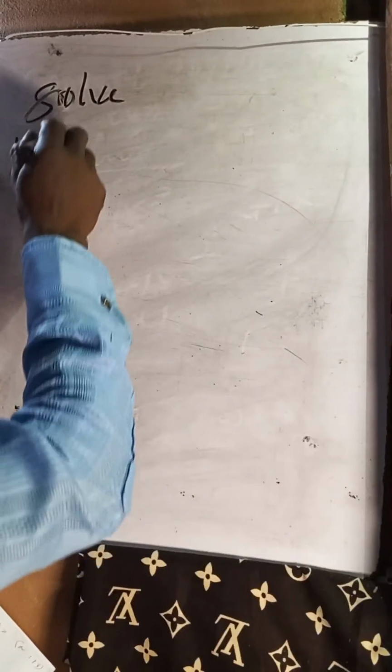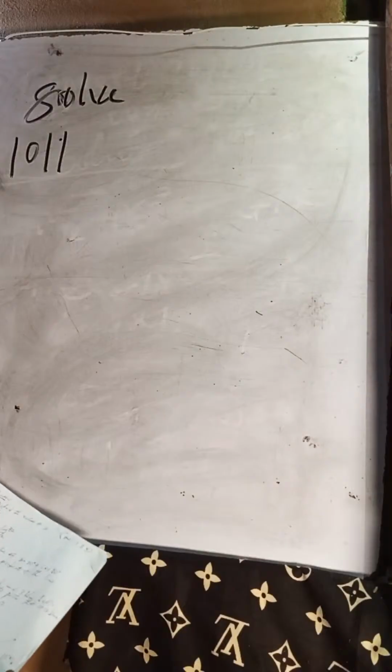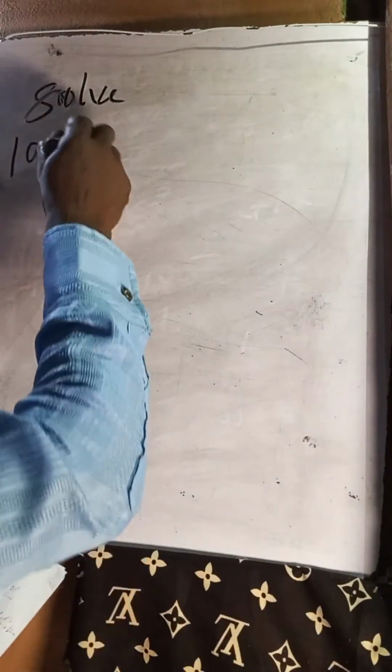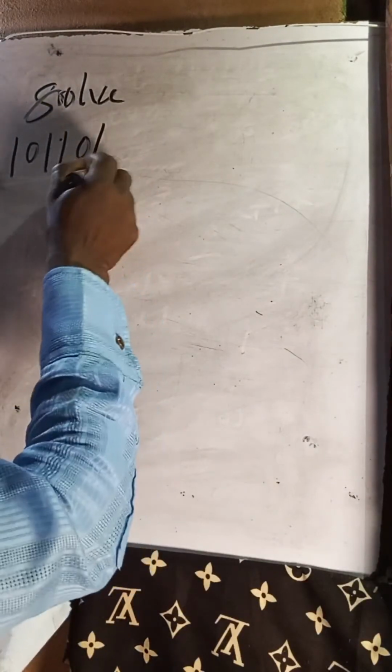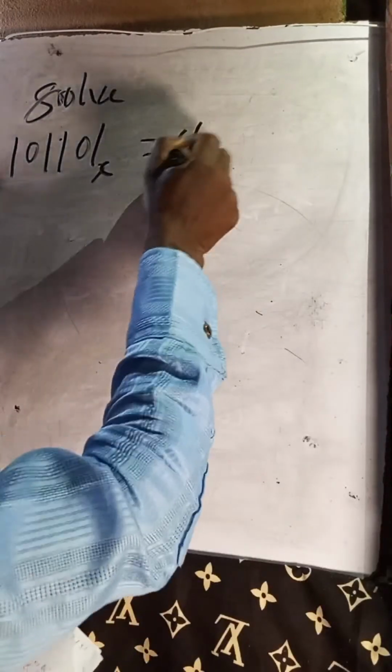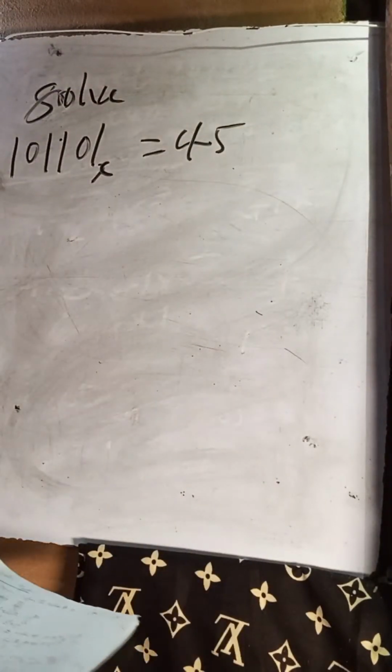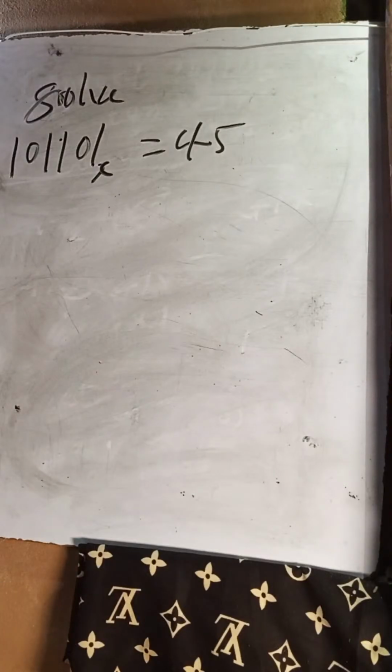1 0 1 1. The same thing. Let me just show us 1 1 0 1 in base x equals to 45. Look at something like this. The question can come like this. So what are we going to do when we see questions like this? Just use the same method.